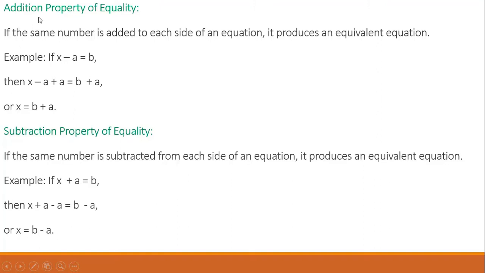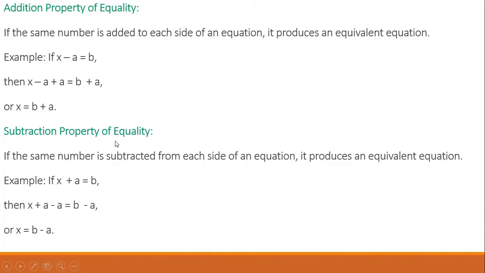Addition property of equality. If the same number is added to each side of an equation, it produces an equivalent equation. Example, if x minus a equals b, then we can add a to each side of this equation like this: x minus a plus a equals b plus a, then x equals b plus a.